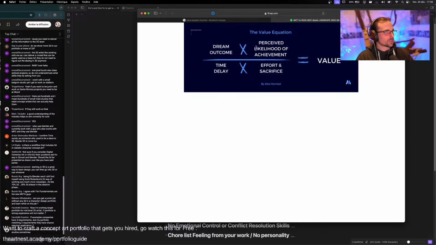Kitbashing. Dream outcome: photorealistic render in a few hours. Perceived likelihood of achievement: 100% or very close to that. Time delay: only a few hours, let's say at best a day or two to make a picture. Effort and sacrifice: you do not have to learn how to draw. You barely have to learn how to model. You just have to play Legos. Very easy, so very appealing, but very low value.